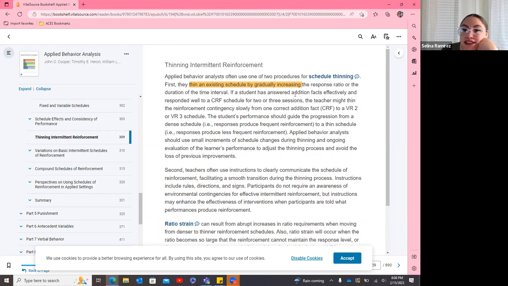So if a student has answered addition facts effectively and responded well to a CRF schedule for 2 or 3 sessions, the teacher might thin the reinforcement contingency slowly from 1 correct addition fact. So he's going from a FR, so a continuous schedule of reinforcement, to a VR. So that is us thinning our schedule of reinforcement.